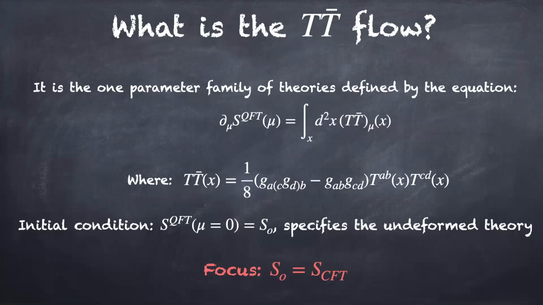The TT bar flow is defined by the following differential equation. It's an iterative deformation where we define a one-parameter family of theories that stem from what we call an undeformed theory. And in the case of interest, this undeformed theory will be a conformal field theory. And at every step of this deformation, we add the following quadratic operator constructed from the stress tensor.